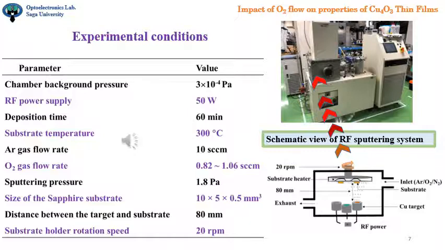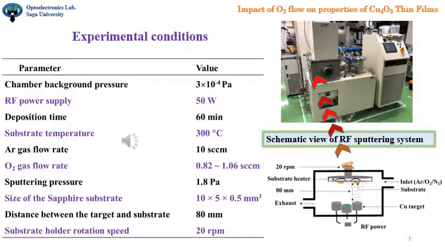Here we can see the schematic view of the RF sputtering system. If we see the inside view of the chamber, we will find that the substrate heater is in the upside, and the three targets can be used here. I used a copper target, and the gas inlet, the exhaust, the substrate heater, and the target are 80 millimeter apart.